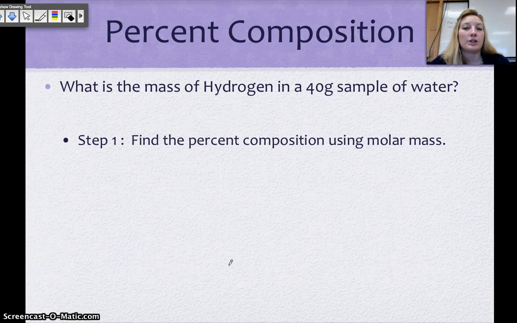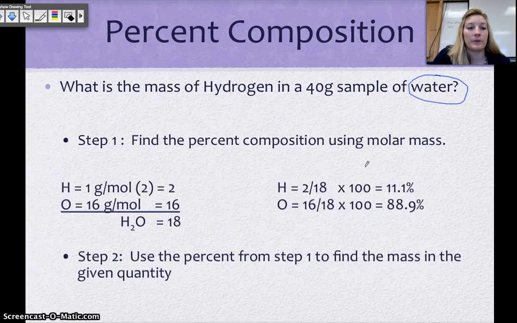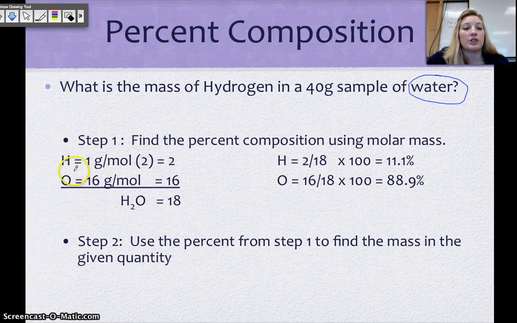So if I wanted to know the mass of hydrogen in a 40-gram sample of water, okay, say I was going to use electrolysis, and I was going to split the water in half, and I wanted to know how much hydrogen I would get out of that. Well, I can find the percent composition of water in general just using the molar mass, just like what we just did. So I would take the molar mass of each element. Hydrogen, from our periodic table, has a molar mass of 1 gram per mole. There are 2 of them, so total would be 2. Oxygen is 16, so total water has a molar mass of 18.